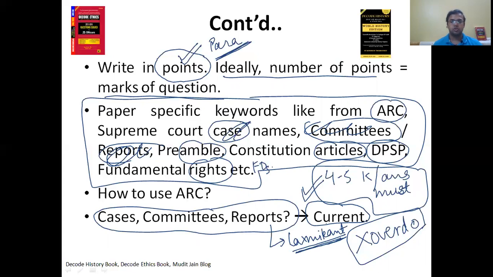So for historical cases, just make a list from Lakshmikant. And for recent cases, like the privacy question was asked in 2017, so if I remember, it was the Puttaswamy case. So mention that case in that question, and make notes from current affairs. Similarly, for committees and other reports. So this is a current-based topic. But keywords like preamble, FR, FD, articles, DPSP, etc., these are static, and a simple 2-3 page note can be prepared from Lakshmikant. I'll deal with this in the next slide.